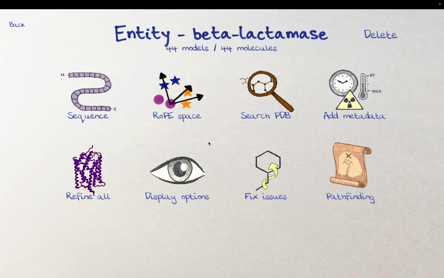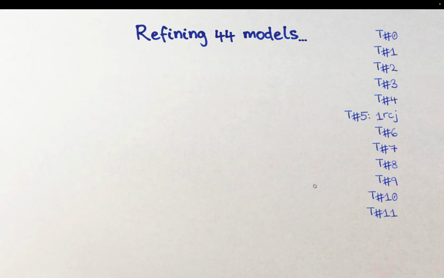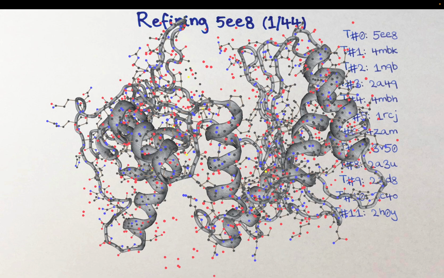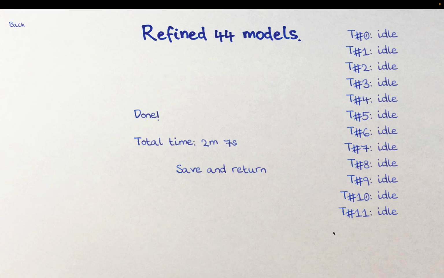We can prompt RoPE to refine the torsion angles by clicking on RoPE space. And then it will ask us if we want to start the refinement process now. We can press yes, choose a number of threads, and then allow the algorithm to begin refining the structures. Once that's done, then we can save and return to the RoPE space.